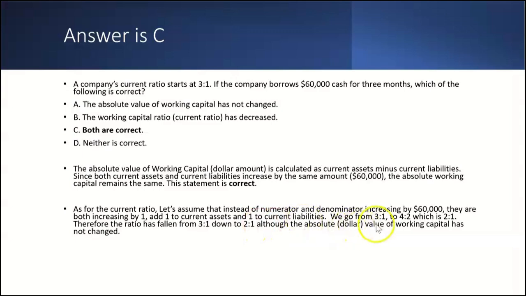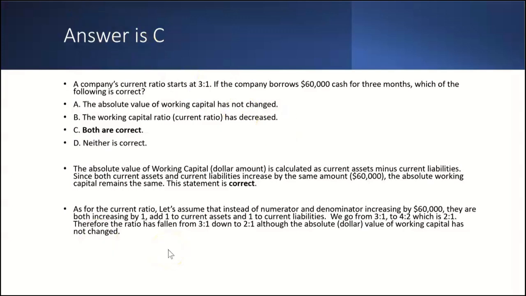If we do that, we go from 3 to 1 to 4 to 2. Well, 4 to 2 is the same as 2 to 1. Therefore, the ratio has fallen from 3 to 1 down to 2 to 1. Although the absolute value, the dollar amount of working capital, has not changed. And this question asked, a company's current ratio starts at 3 to 1. If the company borrows $60,000 cash for 3 months, which of the following is correct? And the answer is both are correct. The dollar amount of working capital hasn't changed, but the working capital ratio decreased.